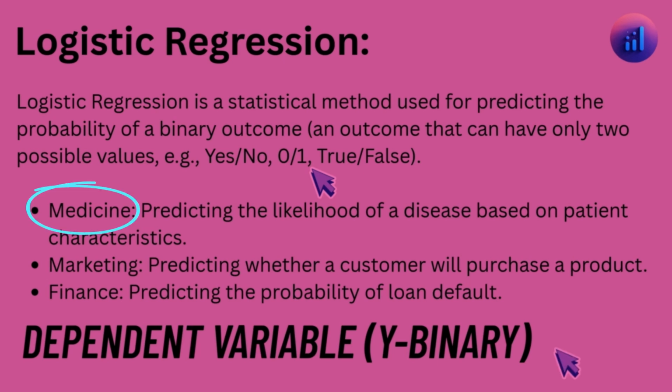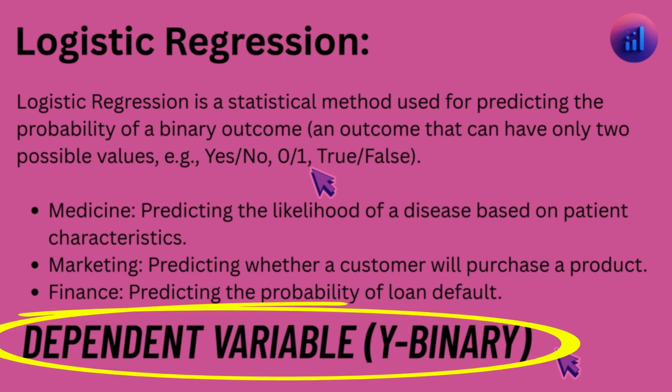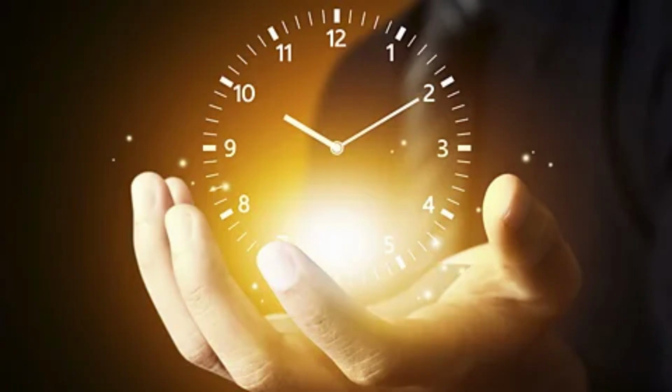In medicine, it can be used to predict the likelihood of a disease based on patient characteristics. In marketing, it can be used to predict whether a customer will purchase a product or not. In finance, it is helpful in predicting the probability of loan default. In simple words, when our dependent variable is binary, we can use logistic regression. Without further ado, let's go to DataStatPro to perform logistic regression.